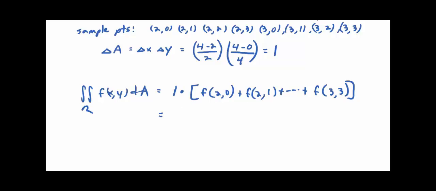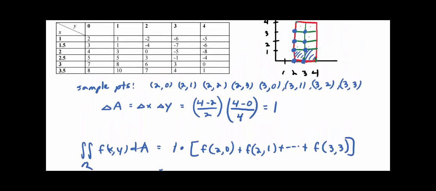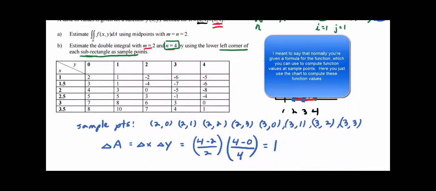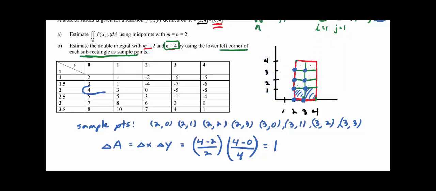And if you go back up, how do you get these values? Normally you're given a function, but here you're given a chart. So it's just as easy. f of (2, 0) through f of (2, 3) would be given by these values. And f of (3, 0) through f of (3, 3) would be given by these values. So you're going to be adding 4 plus 3 plus 0 plus whatever that was. I think it's negative 5. Plus 7 plus 8 plus 6 plus 3.